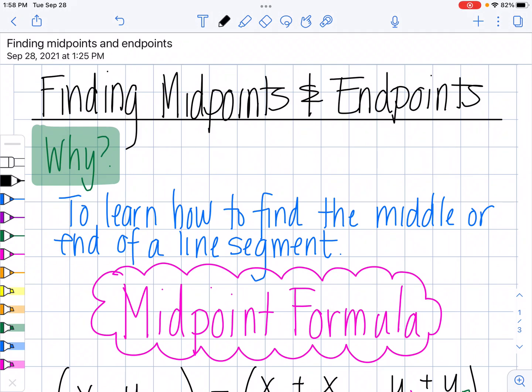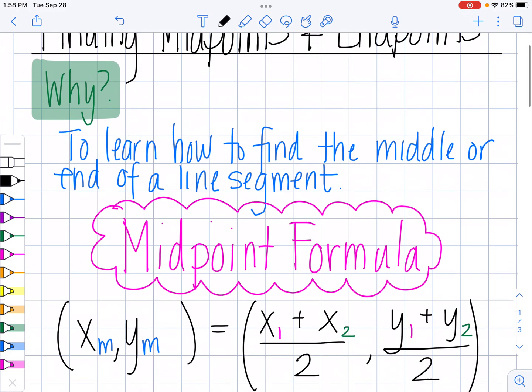Hi, in this video we're going to learn about how to find the midpoints and endpoints. Why do I have to do this? Well, in real life, believe it or not, you will actually need to know how to find the middle and how to find the end if you're given the middle and an end. So we're going to practice doing both situations using the midpoint formula.